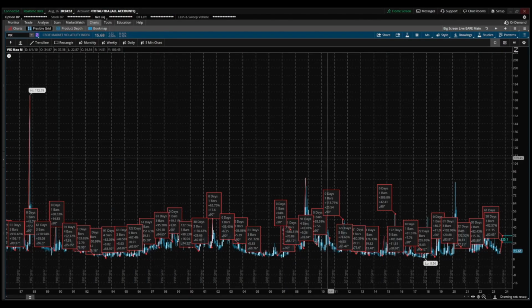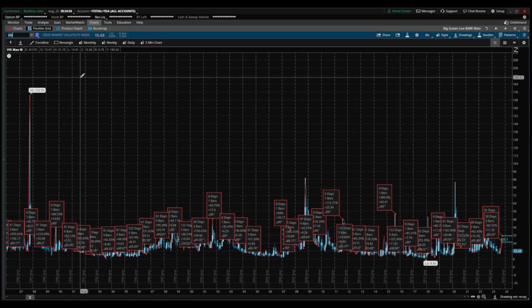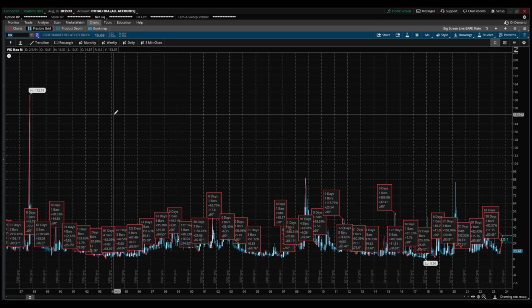So as you can see here on the screen, I have the VIX chart. Now the VIX chart is just a volatility index. It's actually showing the relationship between put and call options. When there's a lot of fear in the market, people will buy puts on the SPY to hedge for the downside, just in case there's any crashes, corrections, pullbacks, anything like that.